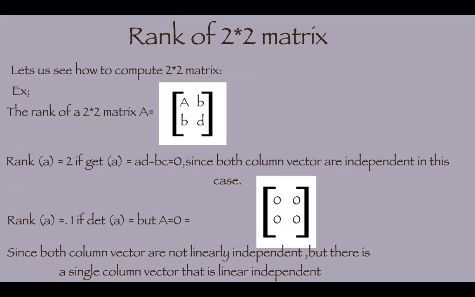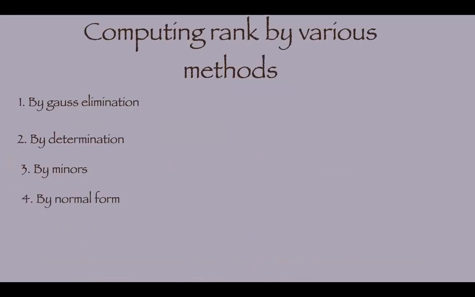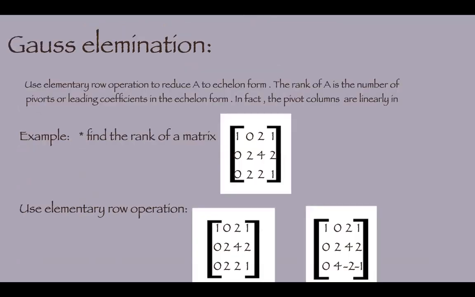Next, compute rank by various methods. You can find the rank by using various methods. The first one is Gauss elimination. The second is the determinant method, using minors. And the fourth is the normal form. In the normal form, you can use any operation, column operation or row operation, and you will get the correct rank. So let's go into the first topic, Gauss elimination.